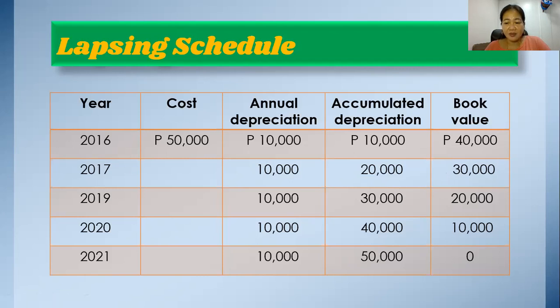Then at the end of the third year, your accumulated depreciation is 30,000 after another annual depreciation of 10,000. So the book value is 20,000. Then in the fourth year, another depreciation, your accumulated depreciation now will be 40,000 and the book value is 10,000. And at the end of the fifth year, the book value of your asset should be 0.